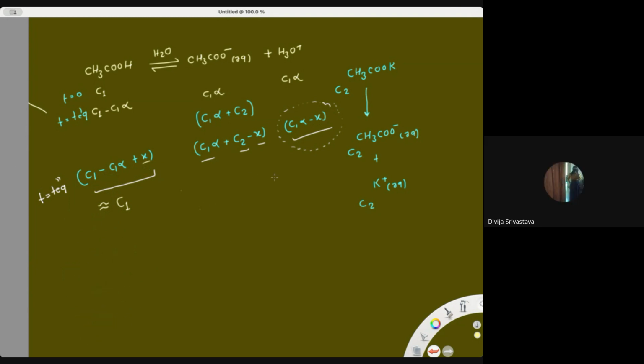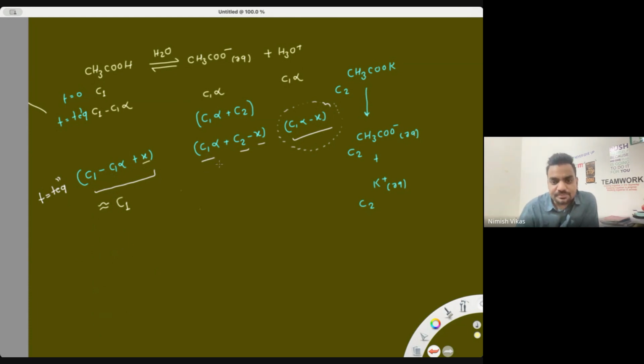Now for acetate ion, C1 alpha is a very small number, but C2 must be a big number because we wanted enough acetate ion. That's why we have added the salt, so that enough acetate ion comes into solution. So C2 will be a large number. Again, C1 alpha and X are small numbers, so the acetate ion concentration can be approximated as C2.